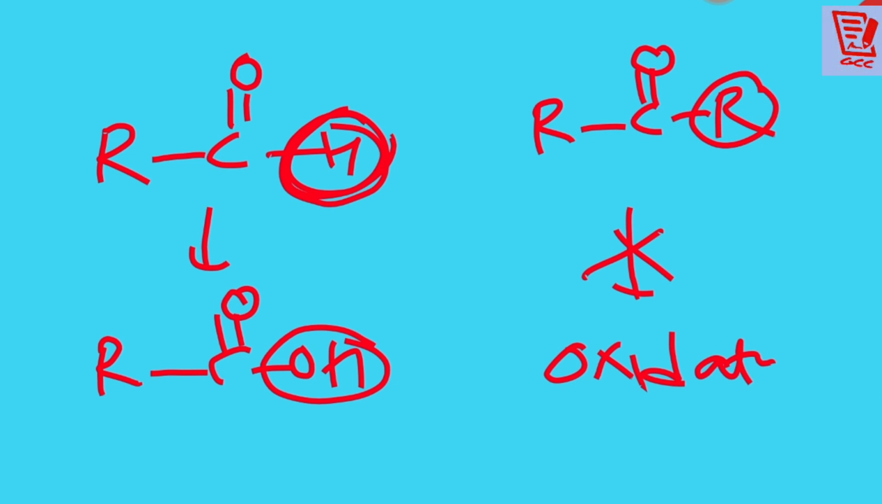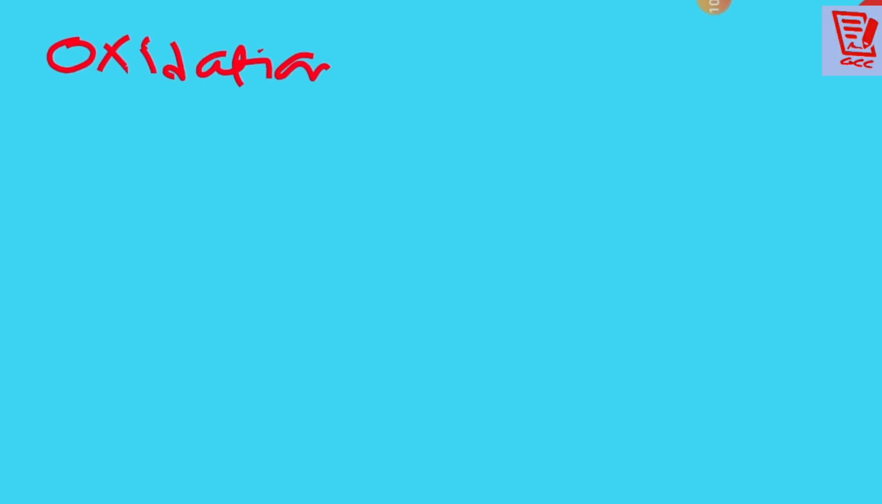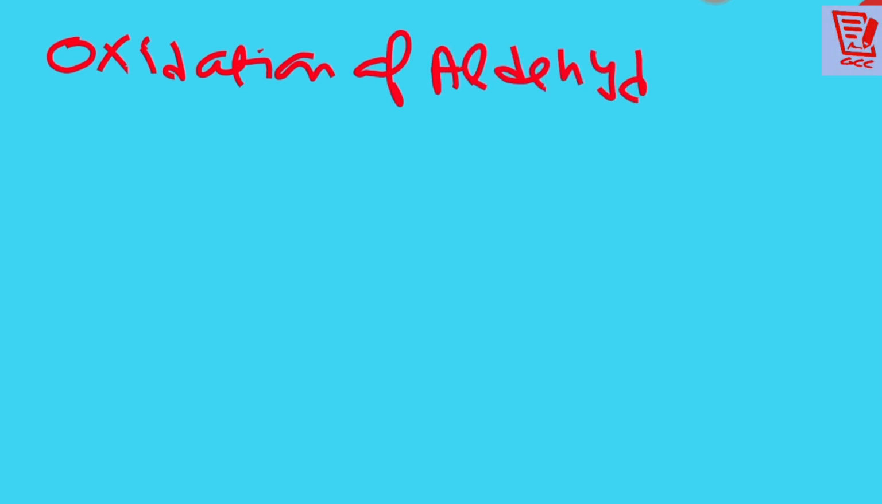We will study one by one. First of all, we will study oxidation of aldehydes, then after that we are going to study oxidation of ketones. Now first of all, I'm going to do the oxidation of aldehydes. We know very well that aldehydes can be oxidized very easily.